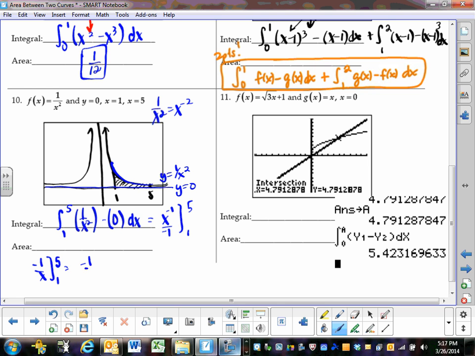That's negative 1 over 5 minus negative 1 over 1. So if this were a free response, that would be my happy answer. If it's a multiple choice, it's negative 1/5 plus 1. So 1 minus 1/5 leaves me with 4/5. So you would see the answer on a multiple choice non-calculator as 4/5.